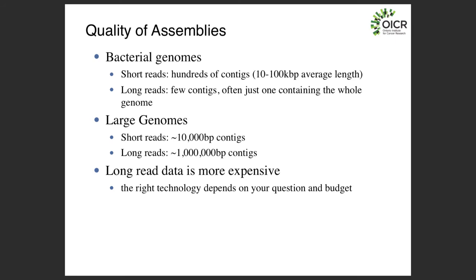If you have large genomes, like a human genome or, say, some crop genome, your contigs from short reads will typically be around 10,000 bases in length. For long reads, they'll be a few million bases in length. Of course, long read data is much more expensive to generate. So whether that's the right technology depends on how many genomes you want to sequence, what you want to get out of your genomes. Okay, that is the assembly theory section.